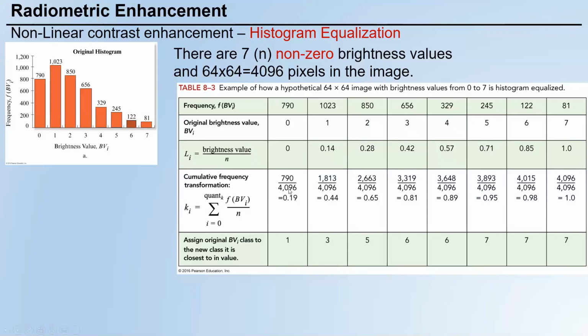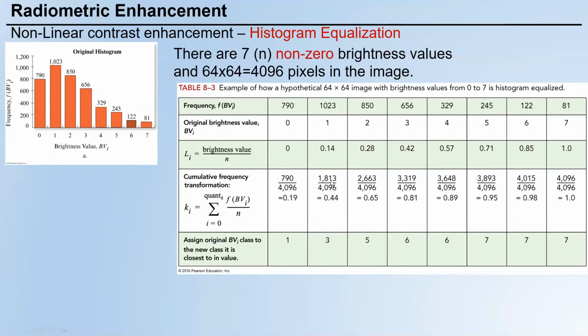The ratio: for this ratio, the denominator is the total number of pixels in this image, which is the same, 4,096 for all categories, right? So the numerator is different. The numerator is the cumulative number of pixels from 0 to 7. For class 1, it's simply 790. That's the cumulative so far because there is only one class.